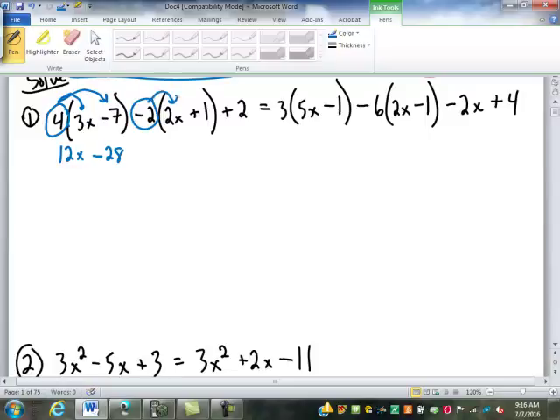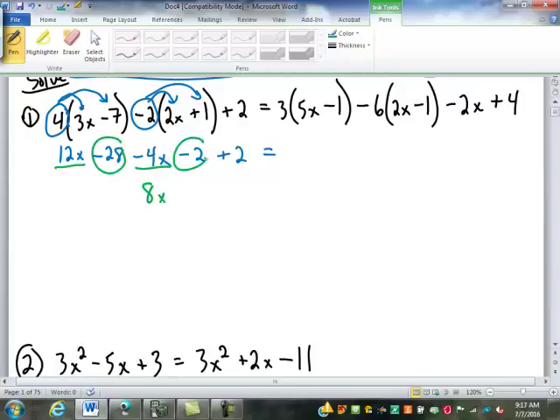Negative 2 times 2x is negative 4x. And negative 2 times 1, negative 2. And then, of course, we still have the plus 2 there. And then, well, we're going to combine over here. We're going to stick on the left side for now. We could go over there and multiply, but I'm going to stay on the left side for now. 12x and negative 4x make 8x.